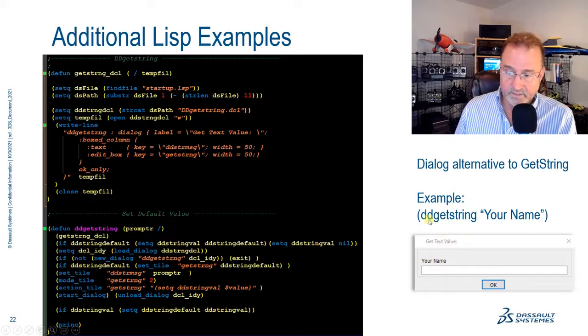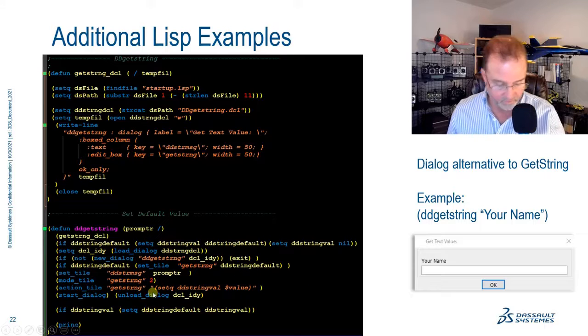a dialog box that is defined with a piece of text over the top of an edit box. And so you notice here I've got a boxed column with a text and an edit box. I write that out to my dd getString DCL file as the first function, and then the second function is my dd getString. What it does is look to see if there's a default value that already exists, then go ahead and set this dialog box with the default value. Otherwise, ask for the string and then set that to the value. So how does that work?